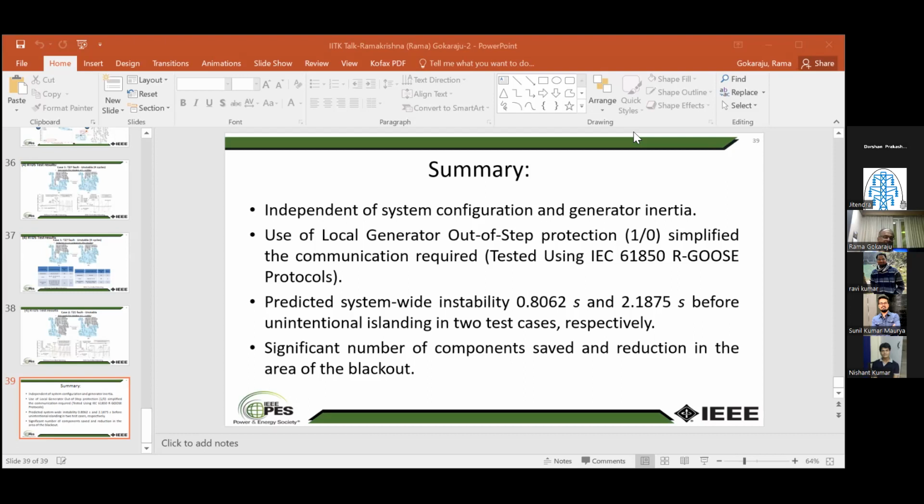Jitendra, what I will suggest is there is a paper I published in 2010, the equal area criterion in the time domain, in IEEE Power Delivery. So you can take a look at that work.